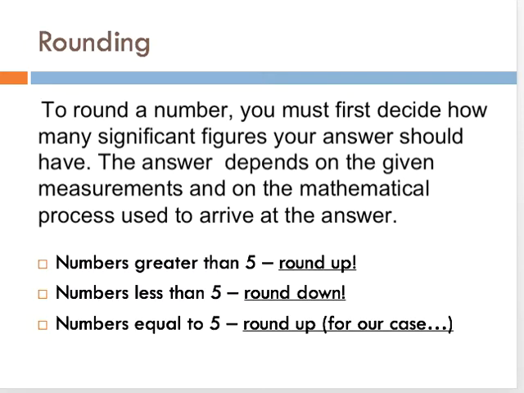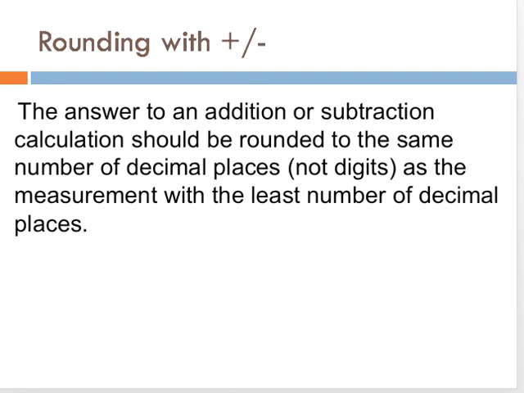Okay? I just want to remind you that if you have to round a number, and you sometimes have to, they'll say round to a certain number of significant figures. Remember that numbers greater than 5 will round up, numbers less than 5 round down, and that you just kind of drop the 4 or less, and numbers equal to 5, in our case, we're going to round up. All right?